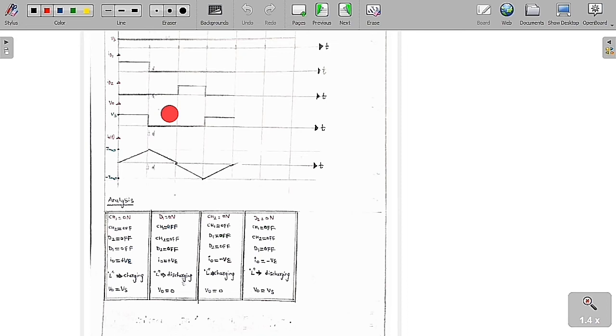So only diode D1 is on. Therefore the output voltage is equal to 0, and the current in the inductor is going to decay. It is going to decay, which means the inductor is in the discharging mode.